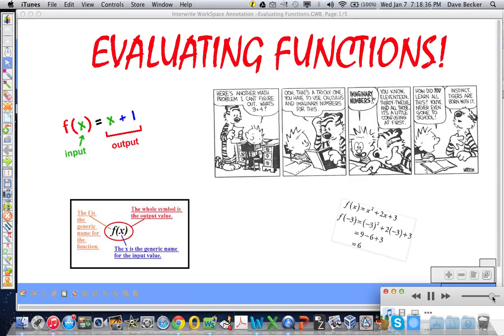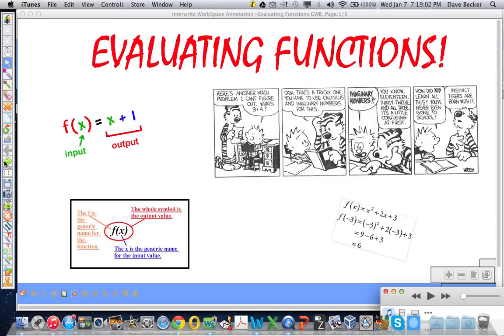Good morning, good afternoon, good evening, whatever the case may be. We are back and better than ever, and today, tonight, whatever, we are going to be evaluating functions. Just a quick refresher course, not a fresher course, a refresher course. So, let's get to it, team, as the great Lorde would say. Let's get right to it.